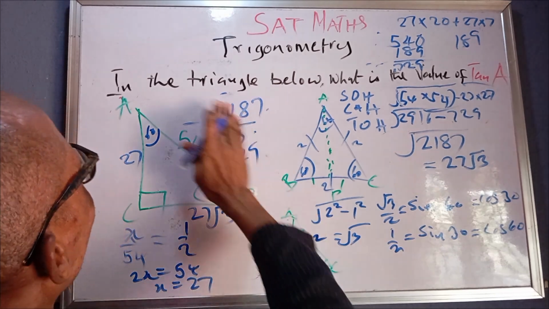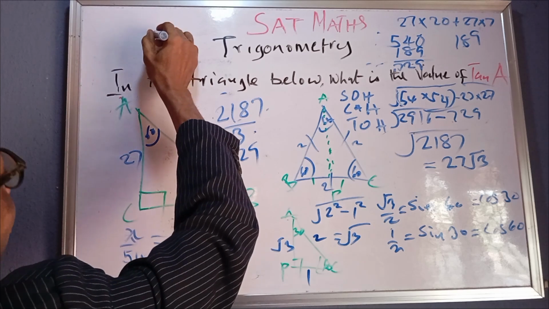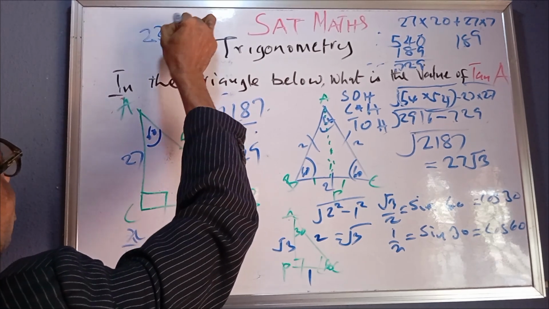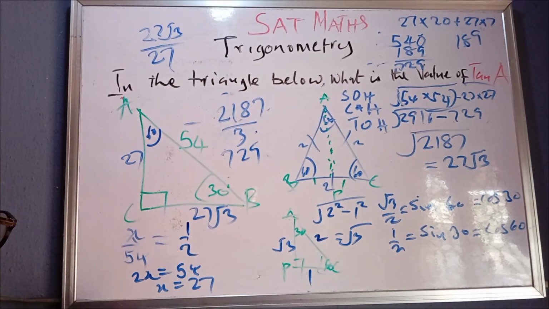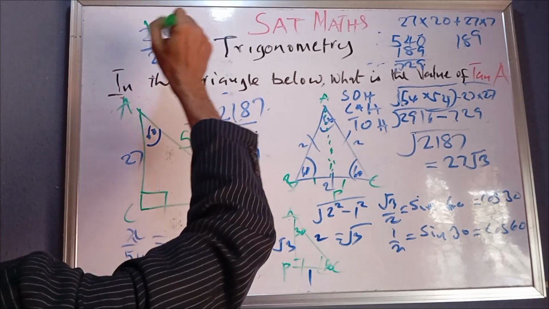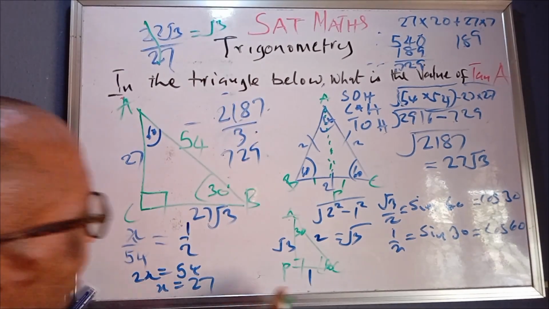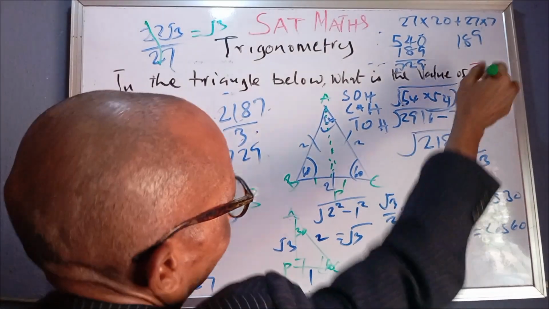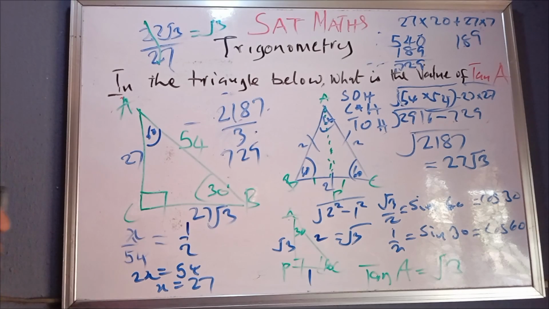So we come here, let's just do something here. 27 root 3 over 27. Then 27 cancels out, so we have root 3 left. So tan A equals root 3. So that's the final answer.